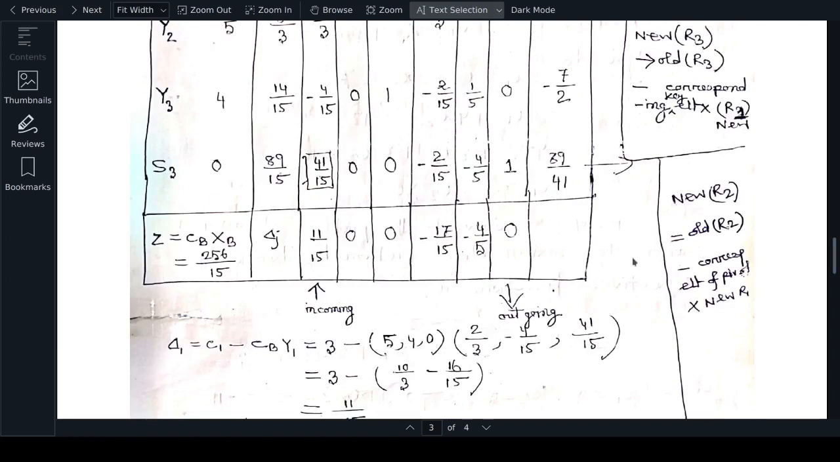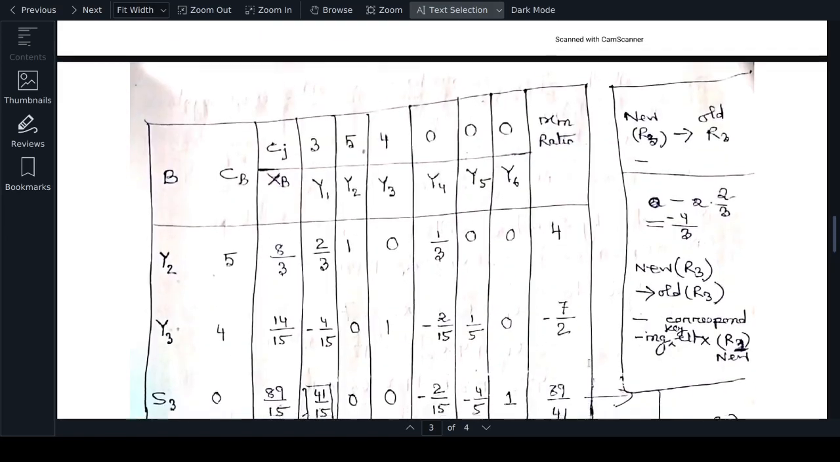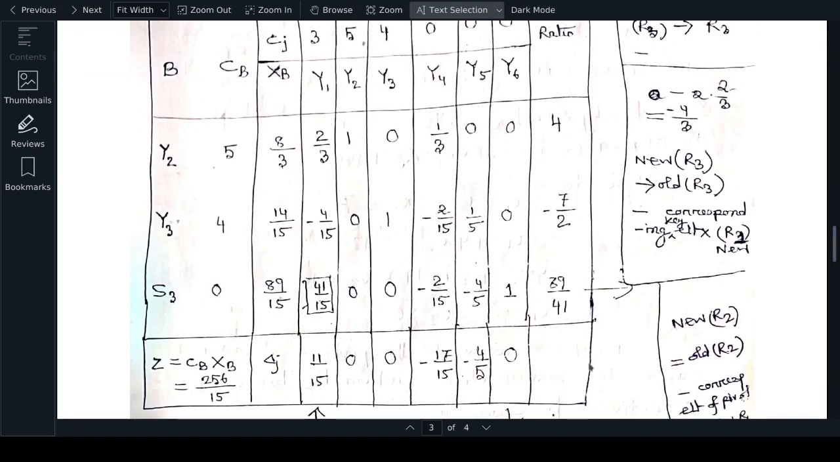Sir, should we highlight the pivot element in the table when we do it in the exam? Yes, you will highlight it with a square symbol, because that is easy for you. Incoming and outgoing vectors you will also highlight by arrow mark. You see, I have given the solution with markings: outgoing with an out symbol, incoming with an incoming arrow. You can also write incoming, outgoing, no problem. Clear? Okay, sir.